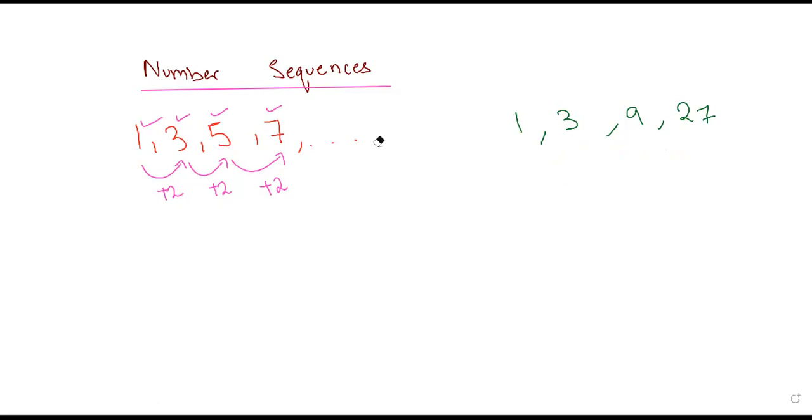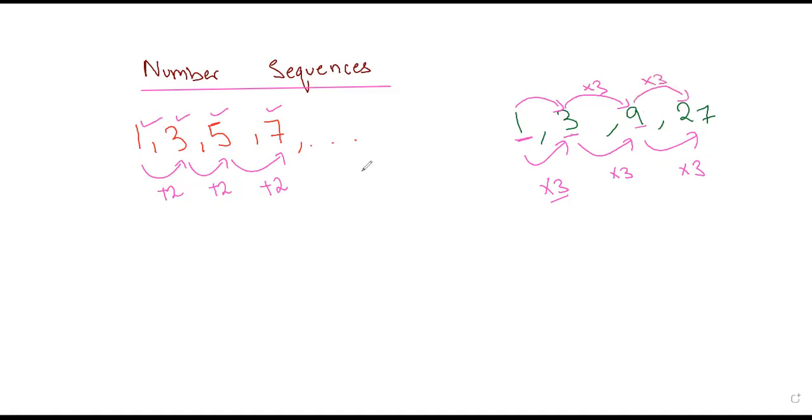Yes, we are basically multiplying with 3. Yes, right, Amir? Yes. We are multiplying the previous term with 3 to get the next term. 1 into 3 is 3. 3 into 3 is 9. 9 into 3 is 27.